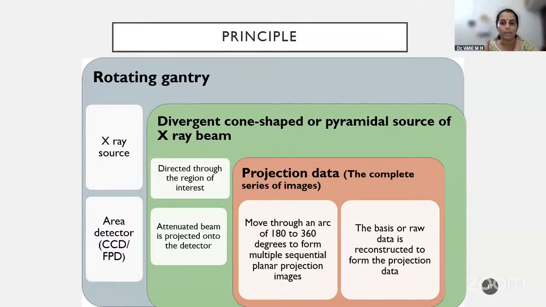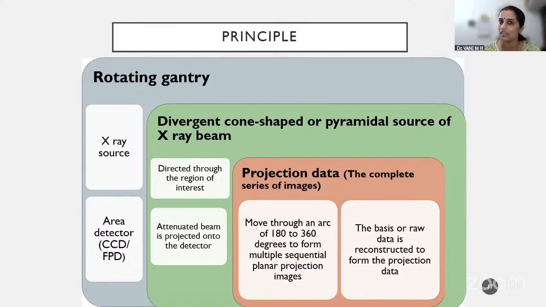In CBCT, the advantage is that it's volumetric information that we are getting at the end of one single rotation. Whereas in CT, the problem is it is a line or linear detector, right? It is not an area detector. Because of that, every time you're just getting one single slice. After one rotation, you're just getting one slice. Next rotation, again, you're getting one slice. Whereas in CBCT, the entire volumetric data you receive in one single rotation. So that is an advantage of CBCT as compared to CT.